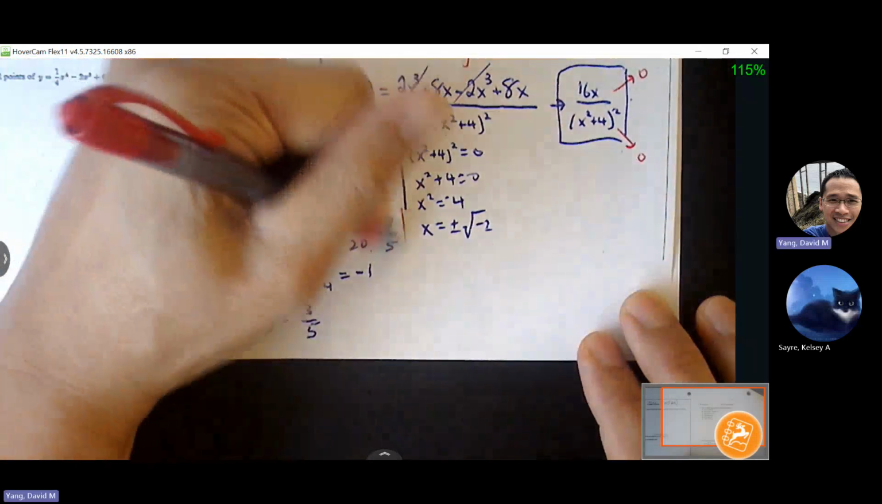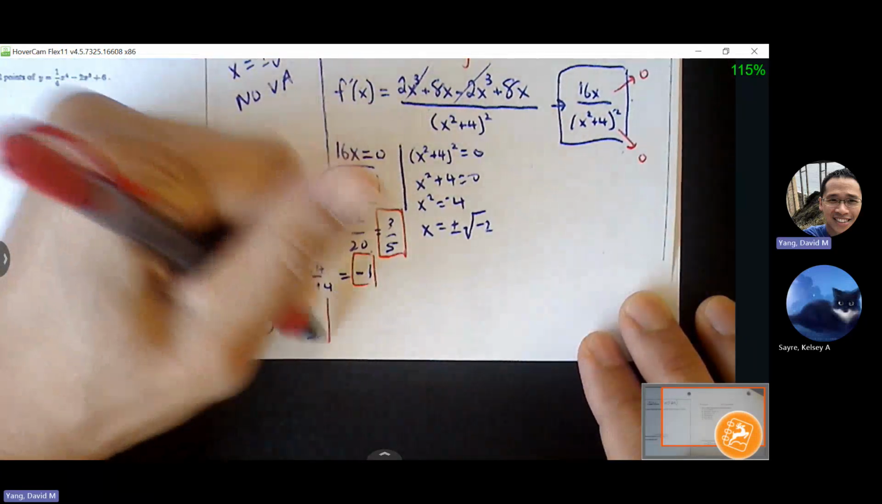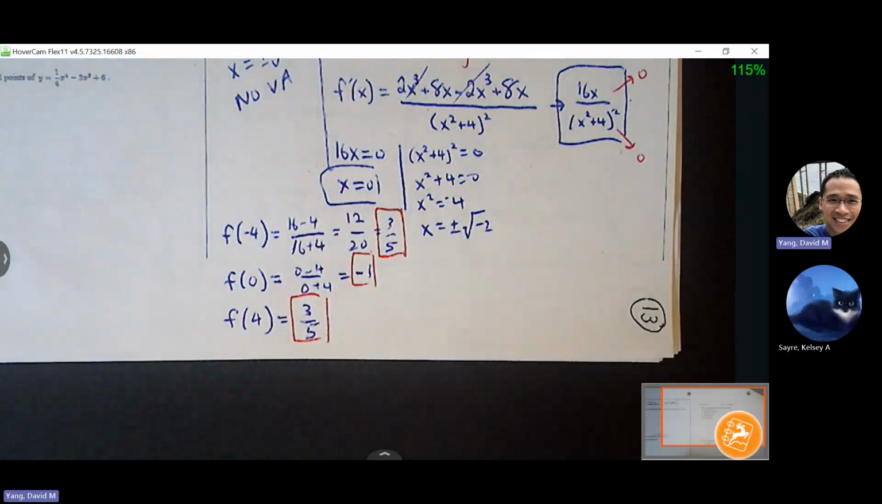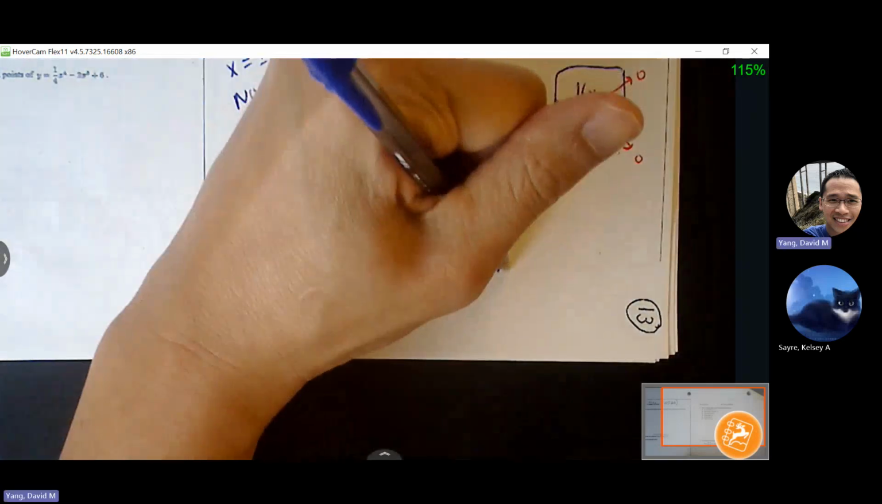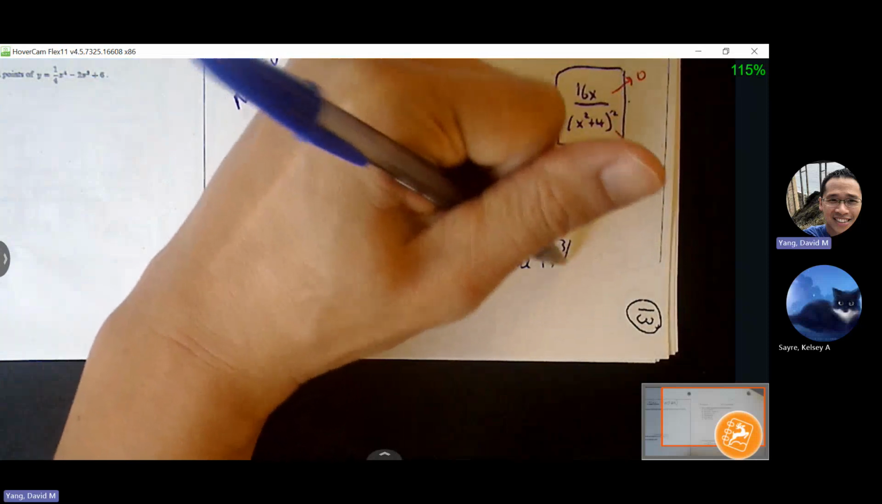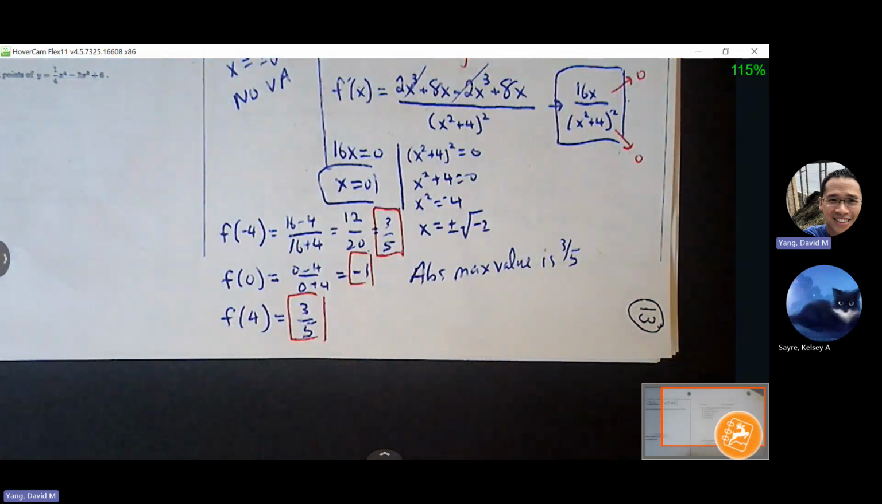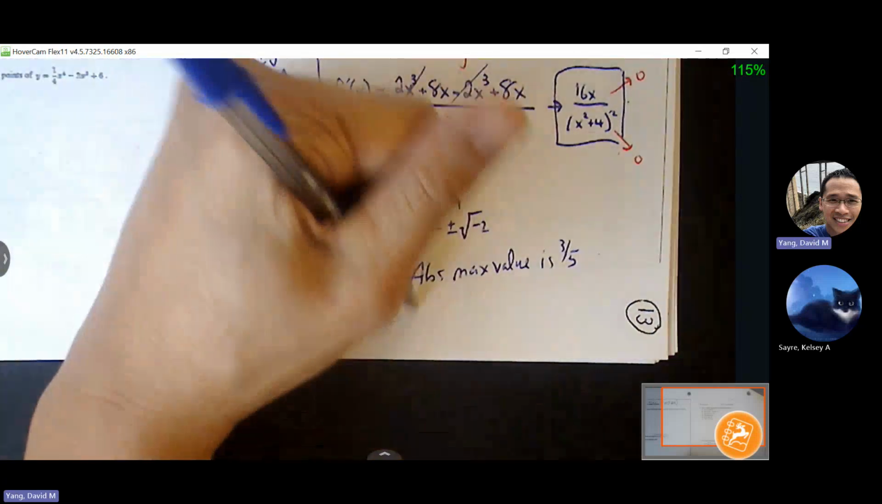So I have the results from my endpoints, and I'm going to make my conclusion just based off of those numbers. What's the highest number that you see? Okay. What's the highest y value? 3/5. That's your absolute max. What's your lowest y value? That's your absolute min, right? So you can say the absolute max value is 3/5 because that's the highest y value. You don't have to give me the x value, just give me the y value.